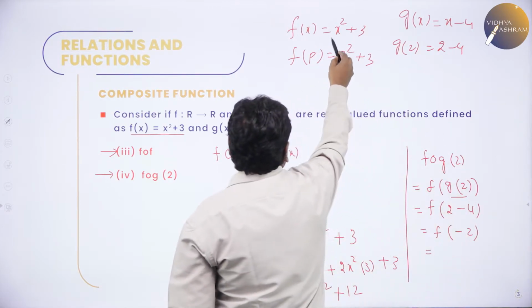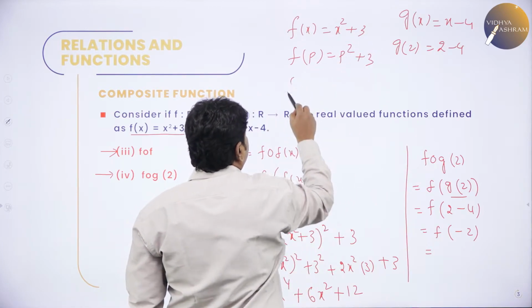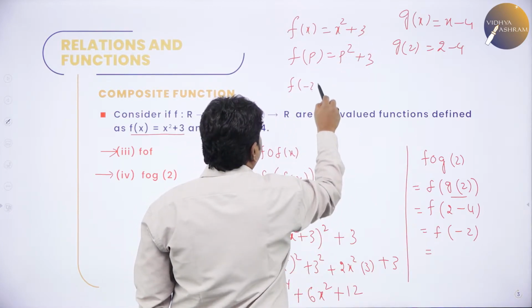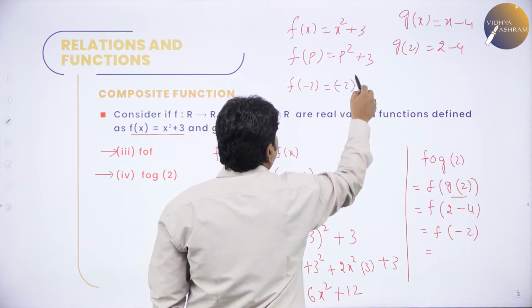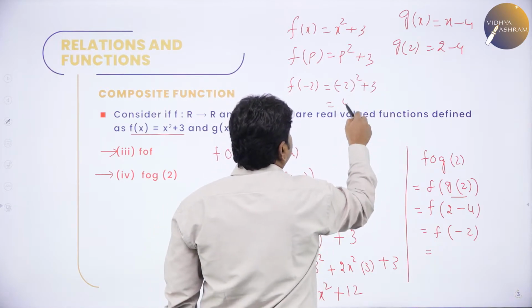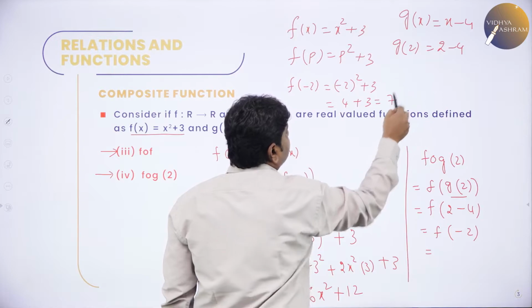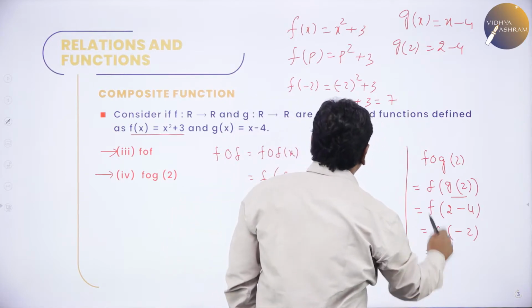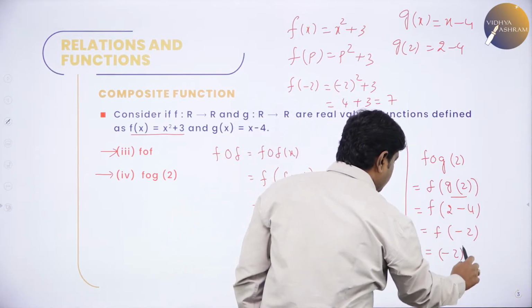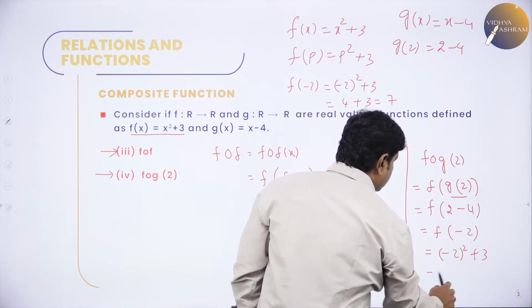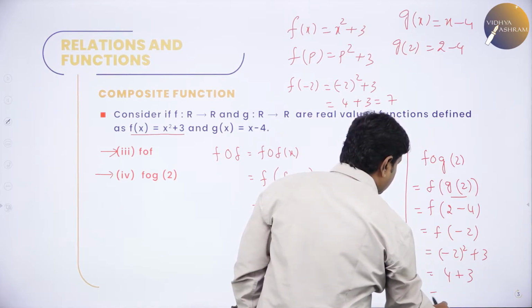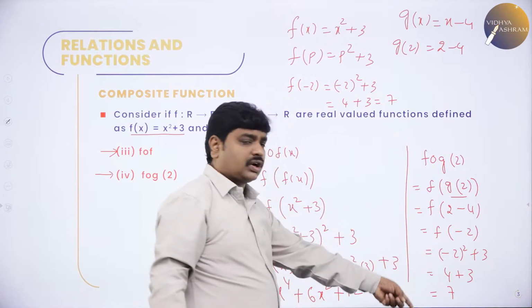You know f of x. What is f of x? X square plus 3. I want f of minus 2. So, f of minus 2 becomes minus 2 the whole square plus 3. That is 4 plus 3. What is 4 plus 3? 7. So, now I got the value of fog 2. What is fog 2? 7.